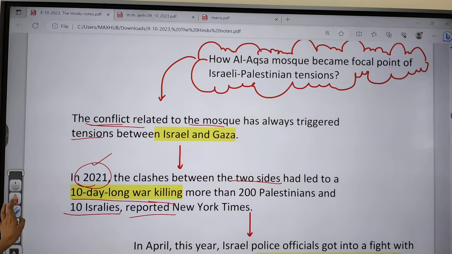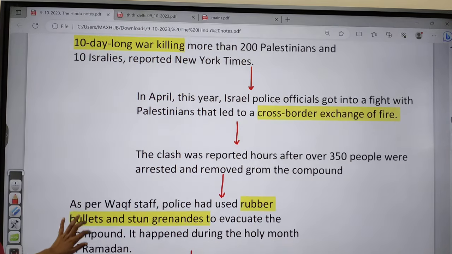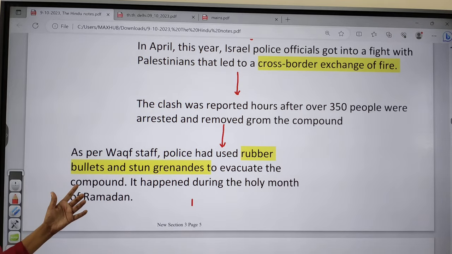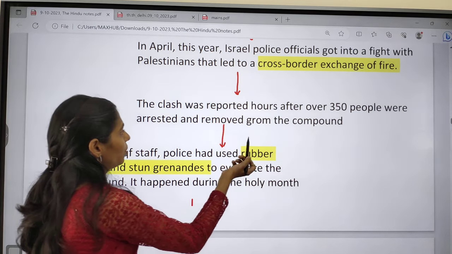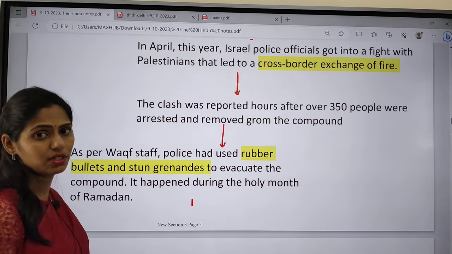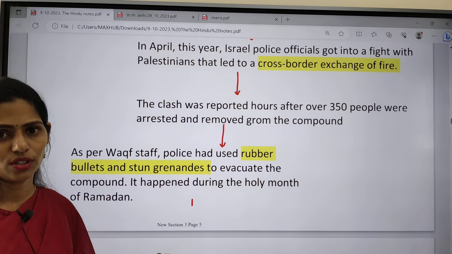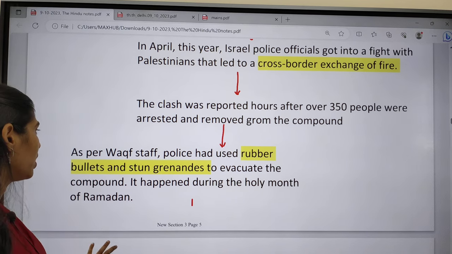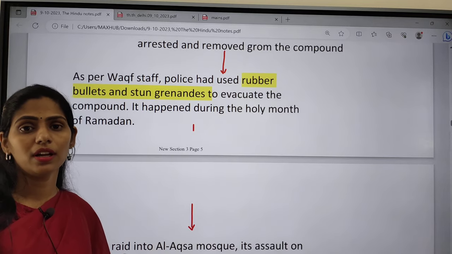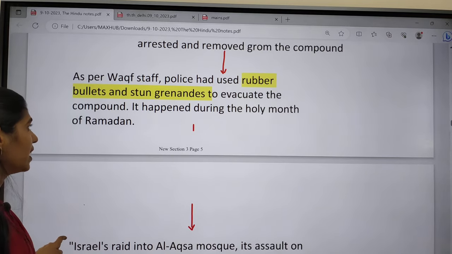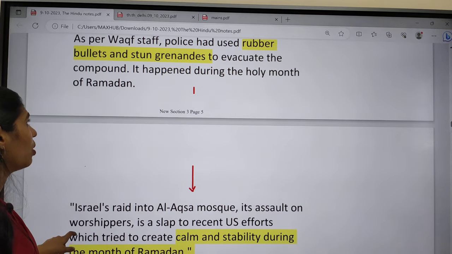And in April this year, Israeli police officials got into a fight with Palestinians, and finally that led to a cross-border exchange of fire. The clash was reported hours after 350 people were arrested and removed from the compound. As per the wakf staff, police also used rubber bullets and stun grenades to evacuate the compound.